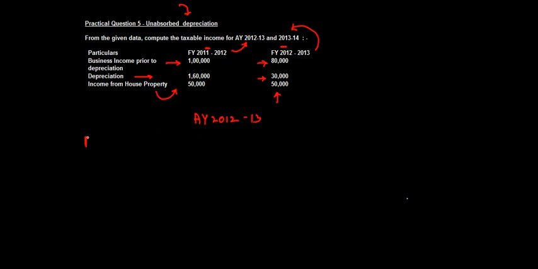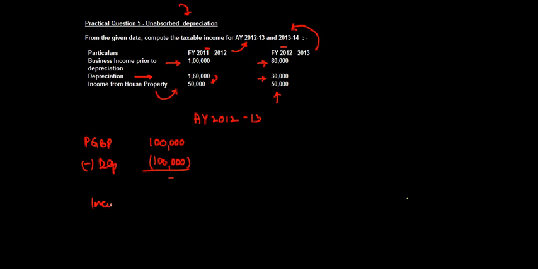2012-13, we will have profits and gains of business and profession, which is 1 lakh. From this, we will reduce depreciation. Now, depreciation is 1,60,000. Okay. So the maximum which can be absorbed here is 1 lakh. Right. The balance 60,000 can be easily set off against income from house property. This we will learn subsequently. Okay. Regarding the set off and carry forward.